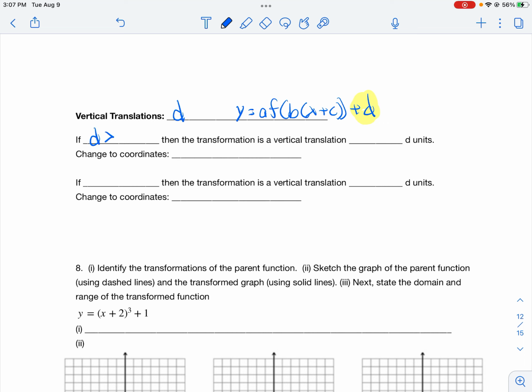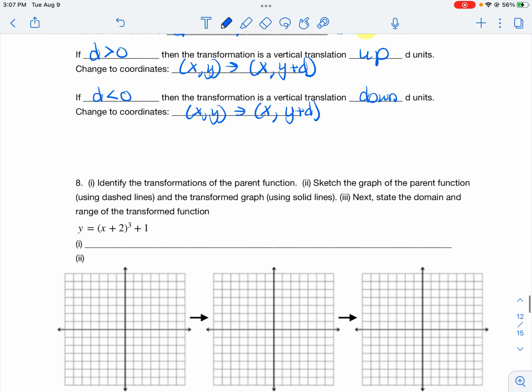If the d value is greater than 0, then we have a vertical translation up d units. So x comma y becomes the point x comma y plus d. If d is less than 0, we translate a vertical translation down d units. So the point x comma y is still the point x comma y plus d, but I'll be adding a negative value, so it's like subtracting d.